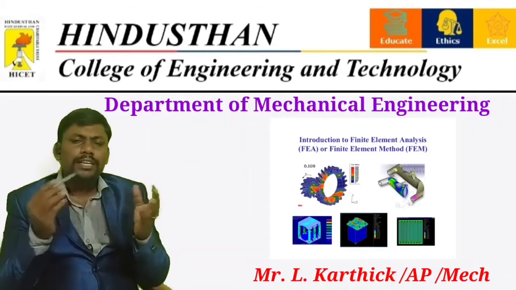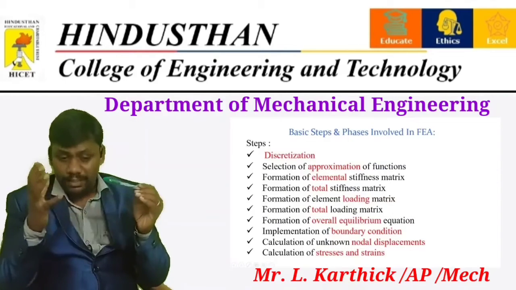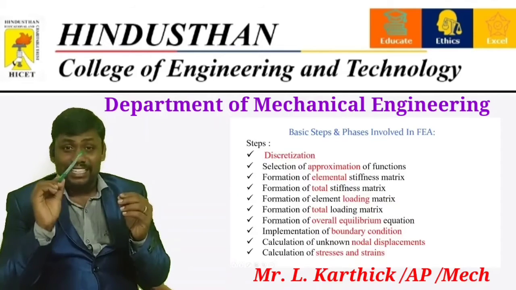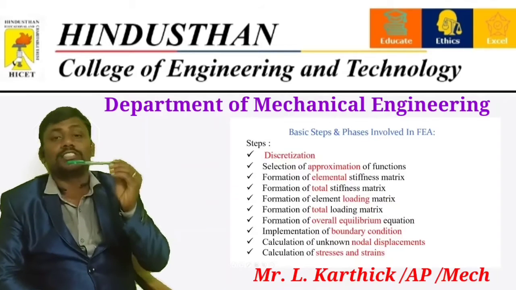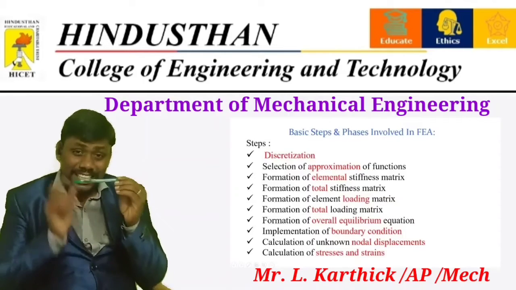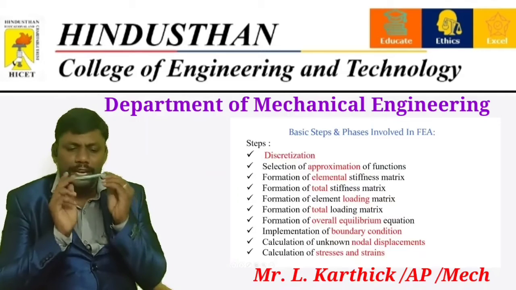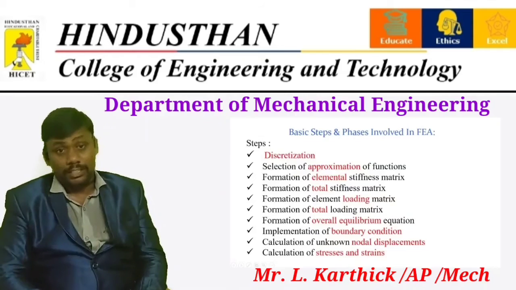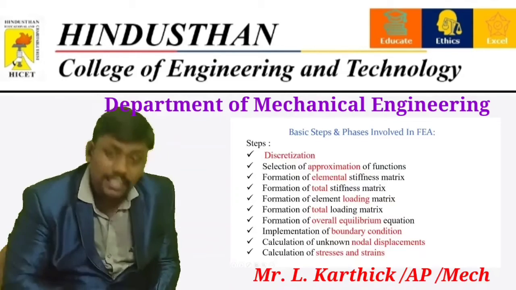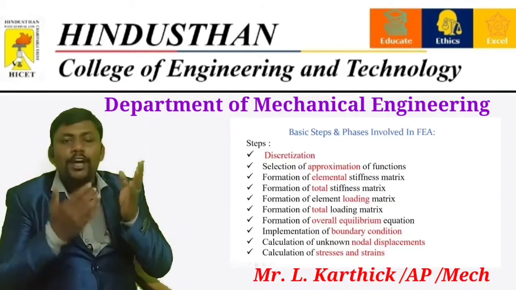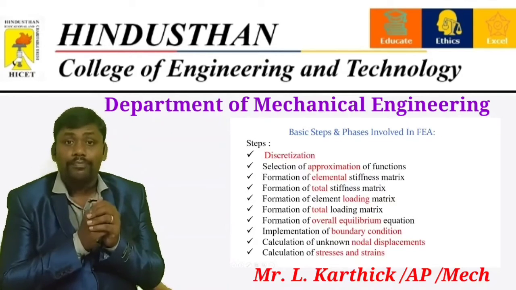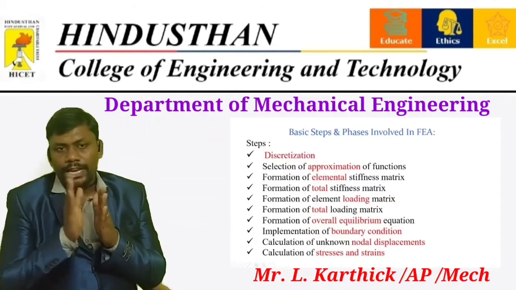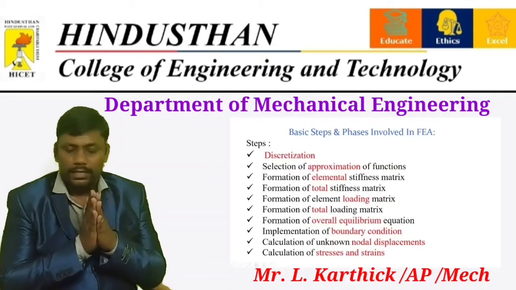And let me tell you the basic steps involved in finite element analysis. The first step is discretization. Whatever the shape or structure you take, first we need to discretize this element into an equal number of smaller elements. The next is selection of approximation functions, which means we give a polynomial expression, or what we may call a trial function. It only defines the unknown parameters.